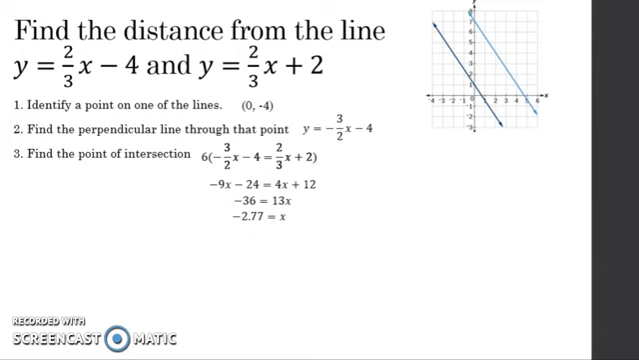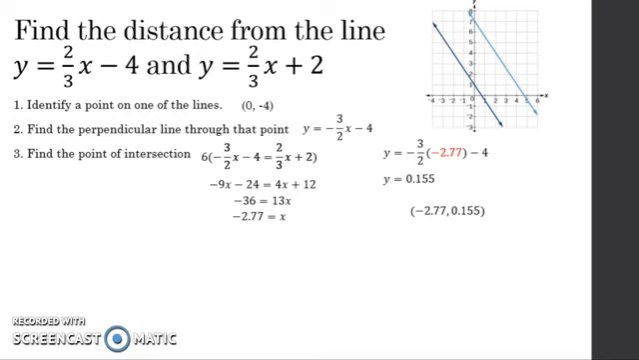We're going to substitute -2.77 back into either our second equation or our step 2 equation. I'm going to use the step 2 equation because that's easier to me. -3/2 times -2.77 minus 4. And we find that y is 0.155. And that is our point, (-2.77, 0.155).